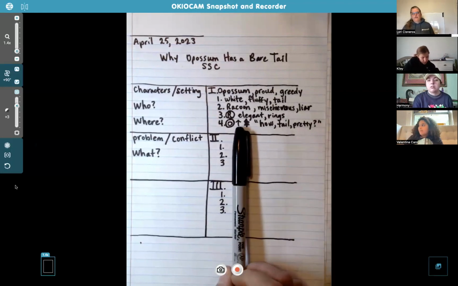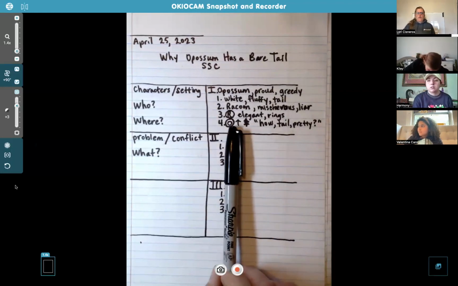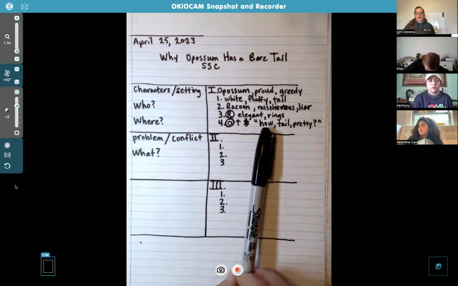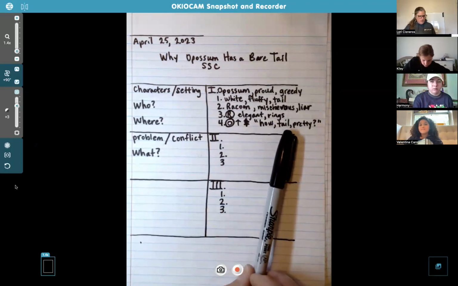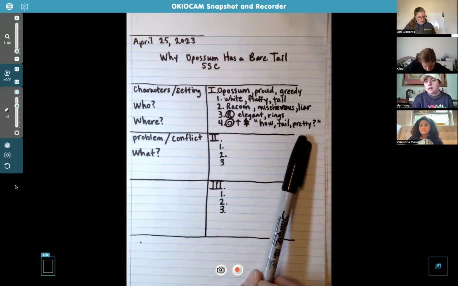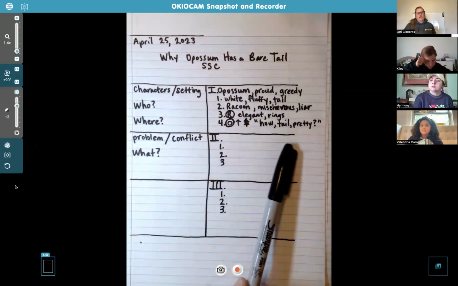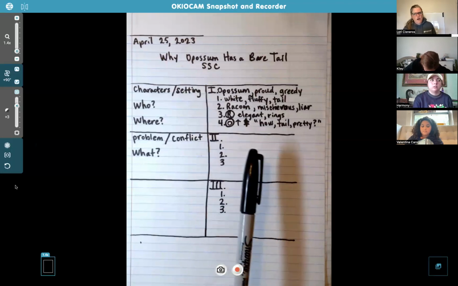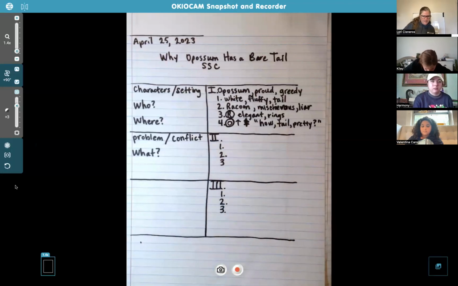And we left off here. You guys did a great job writing that paragraph. We left off with Opossum looking up in the tree and asking Raccoon, how did you get that pretty tail? And then this is where we're going to start talking about the problem, because Raccoon responds. What does Raccoon say? Do you remember that next part? He put some kind of bark on his tail and put it over the coal. When the bark burns, it goes on his tail.